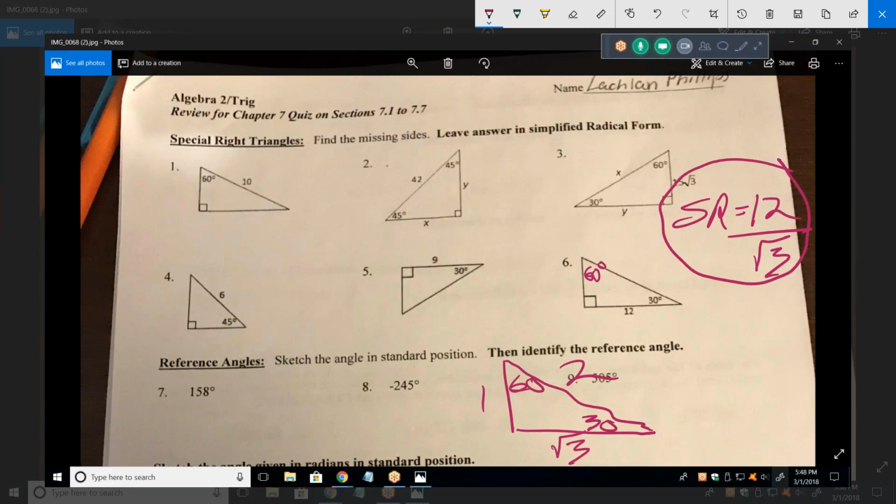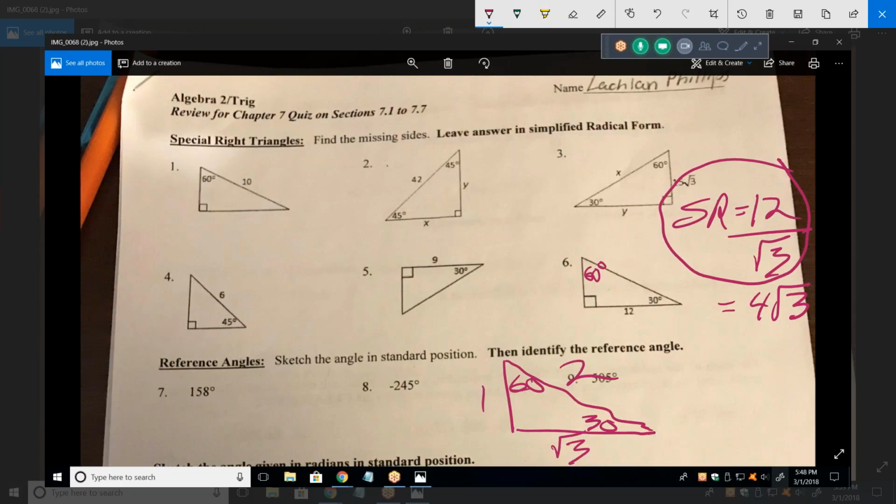It would be 4 root 3. Now tell me what the side opposite the 30-degree angle should be. Wait, would that reduce again to 2 root 3? Nope. That 4 is not inside the radical sign. Okay.